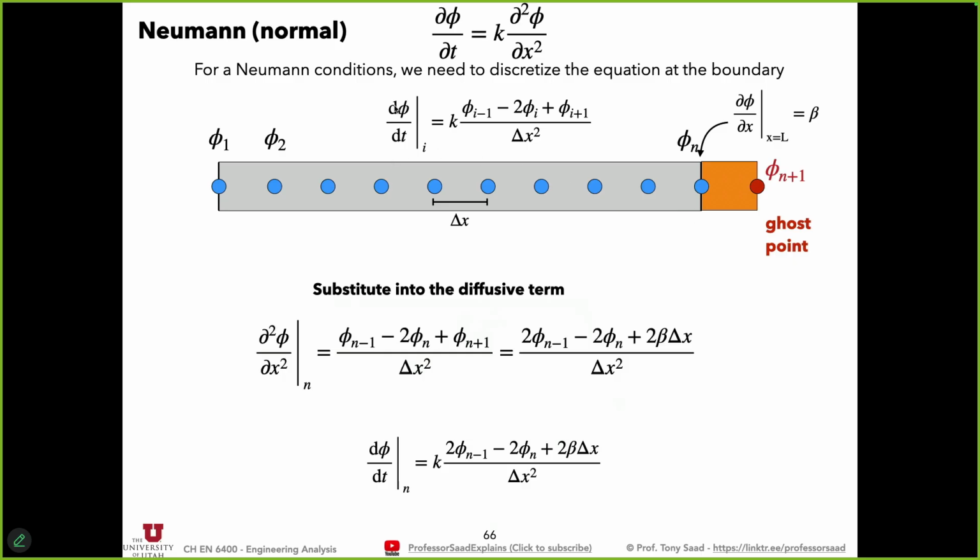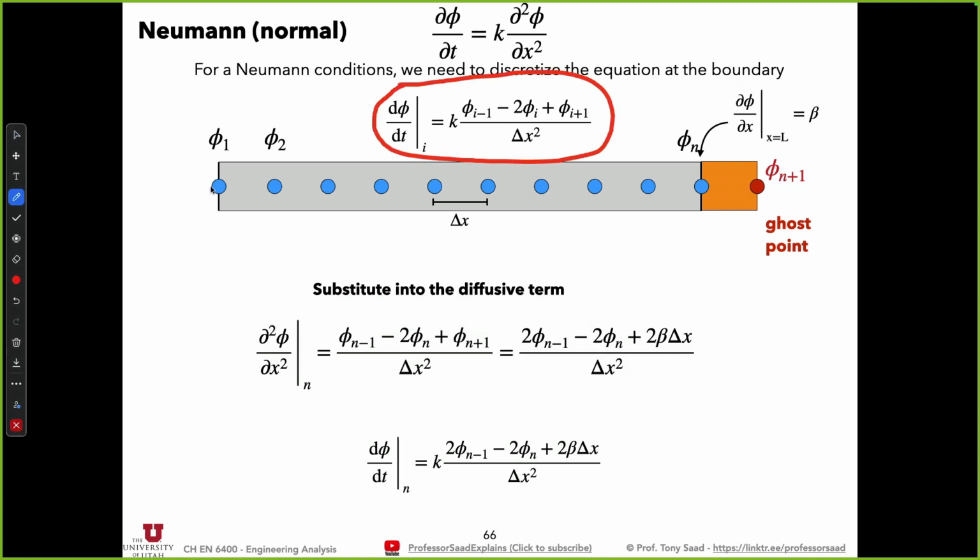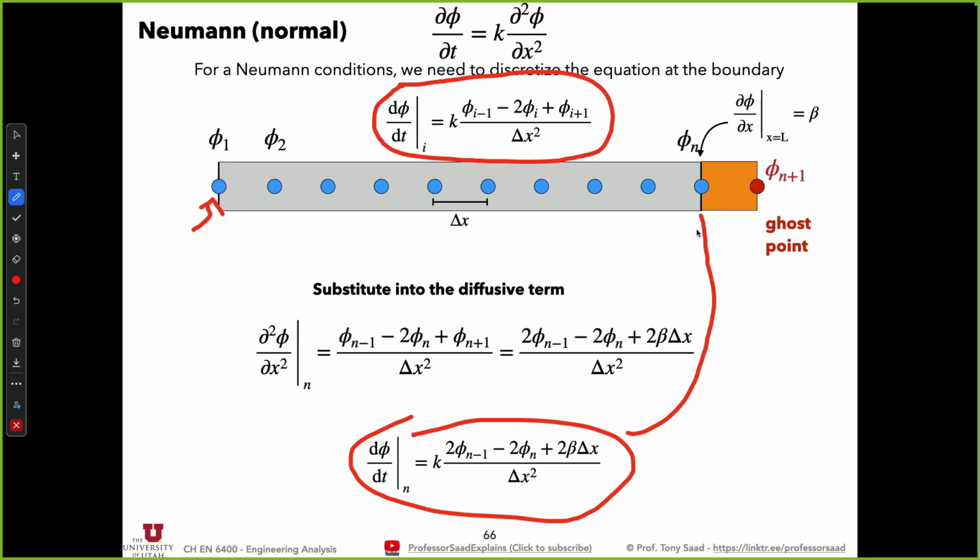So everywhere else we have d phi by dt, this standard discretization here. Everywhere else you have it. At this boundary you might have a Dirichlet condition, then d phi by dt is 0. If you have a Neumann condition, you have to repeat the same process, and you'll have a d phi by dt at point 1 in terms of the Neumann condition here, and this ODE applies at this point.